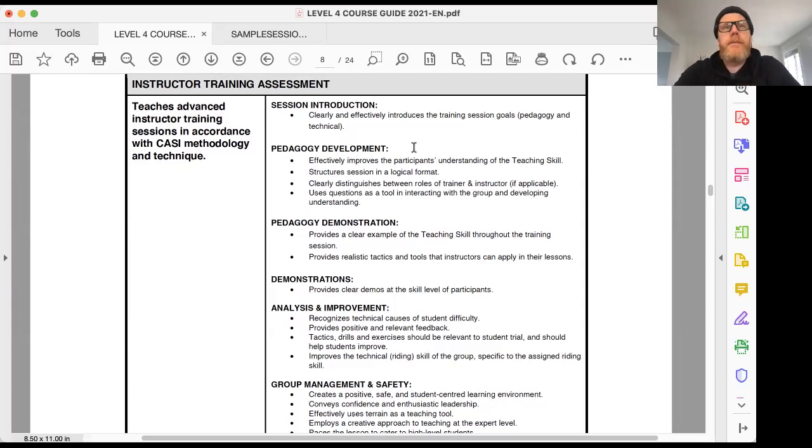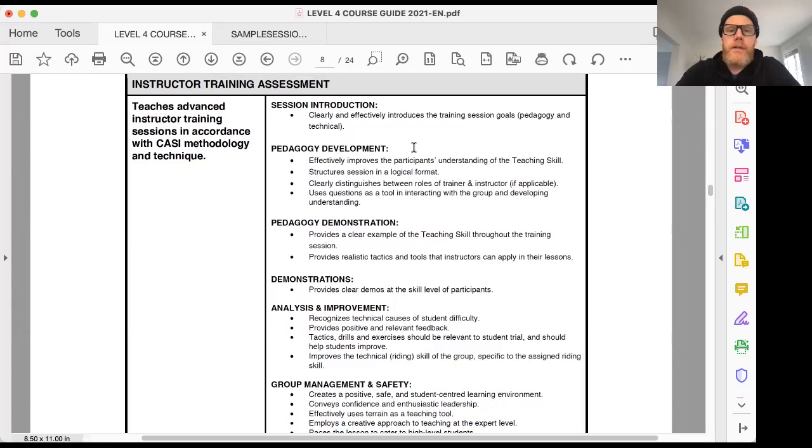This is one of the big separators between level 3 basic instructor training sessions and level 4, and we talk about this at the level 4 course quite a bit. At the level 3, in a basic instructor training session, it's a very simple formula: you're the trainer and you introduce a teaching skill. Then you break roles and you're in that mock instructor role, showing a demonstration of the teaching skill in action. And then you're back as the trainer, recapping things.